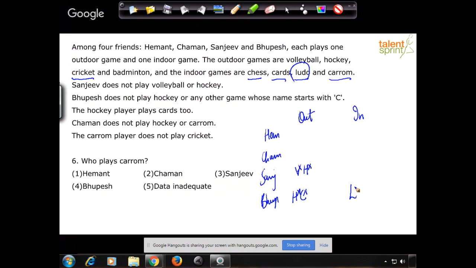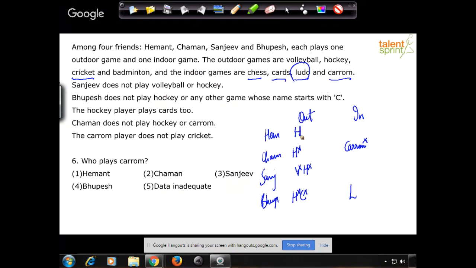Let's go on to the next statement. They tell us the hockey player plays cards too. We know that one amongst Hemant and Chaman will play hockey, but till now we are not sure who will play hockey. Then let's go to the next statement. Chaman does not play hockey or carom. So Mr. Chaman, no hockey for you. Also, no carom for you. Now, if you notice from this, we can easily say that Hemant is the guy who plays hockey, because hockey is not played by Bhupesh, hockey is not played by Sanjeev, and hockey is also not played by Chaman, which means that Hemant is the man who plays hockey.